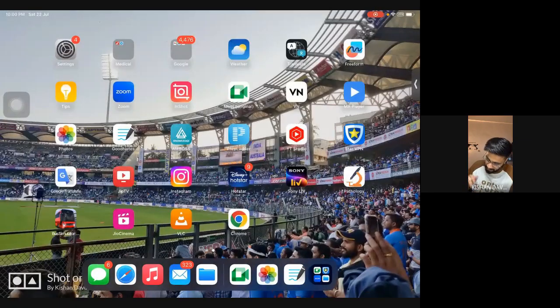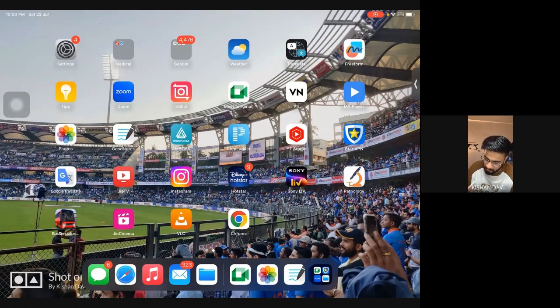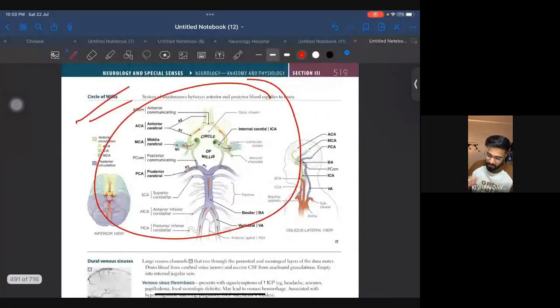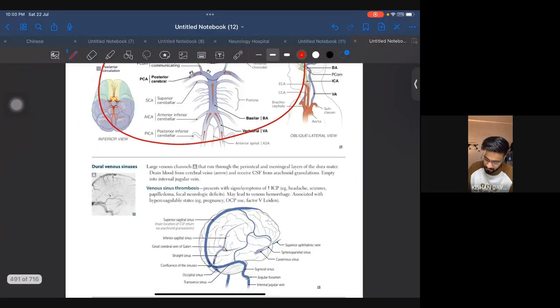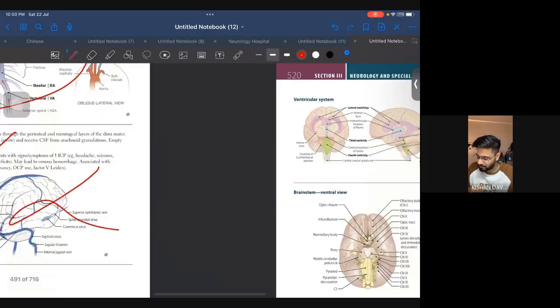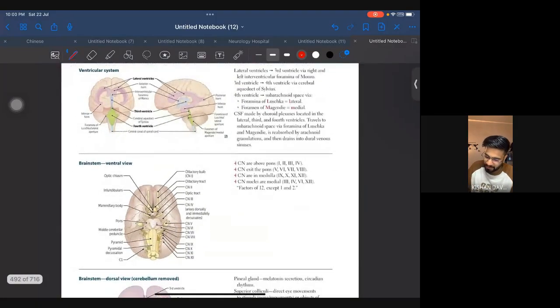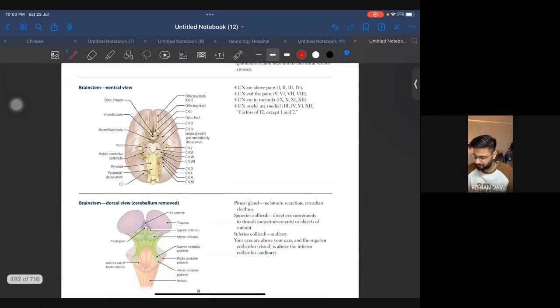All right. So coming back to our discussion, that is first year में आ जाओ वापस. सर्कल ऑफ विलिस इसलिए इंपॉर्टेंट है, आपको सही ब्रांचेस आनी चाहिए. Dural venous sinus ignore, not needed. Ventricular system ignore, not needed. Brainstem.